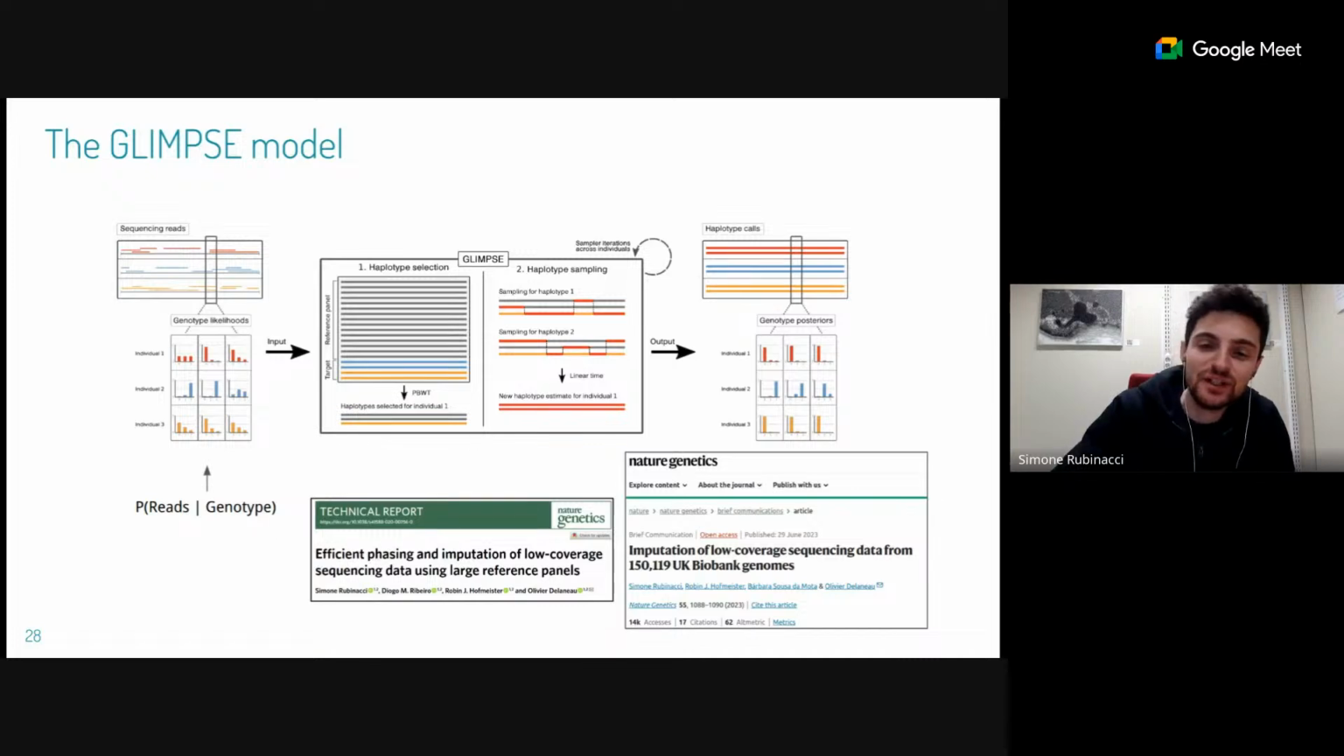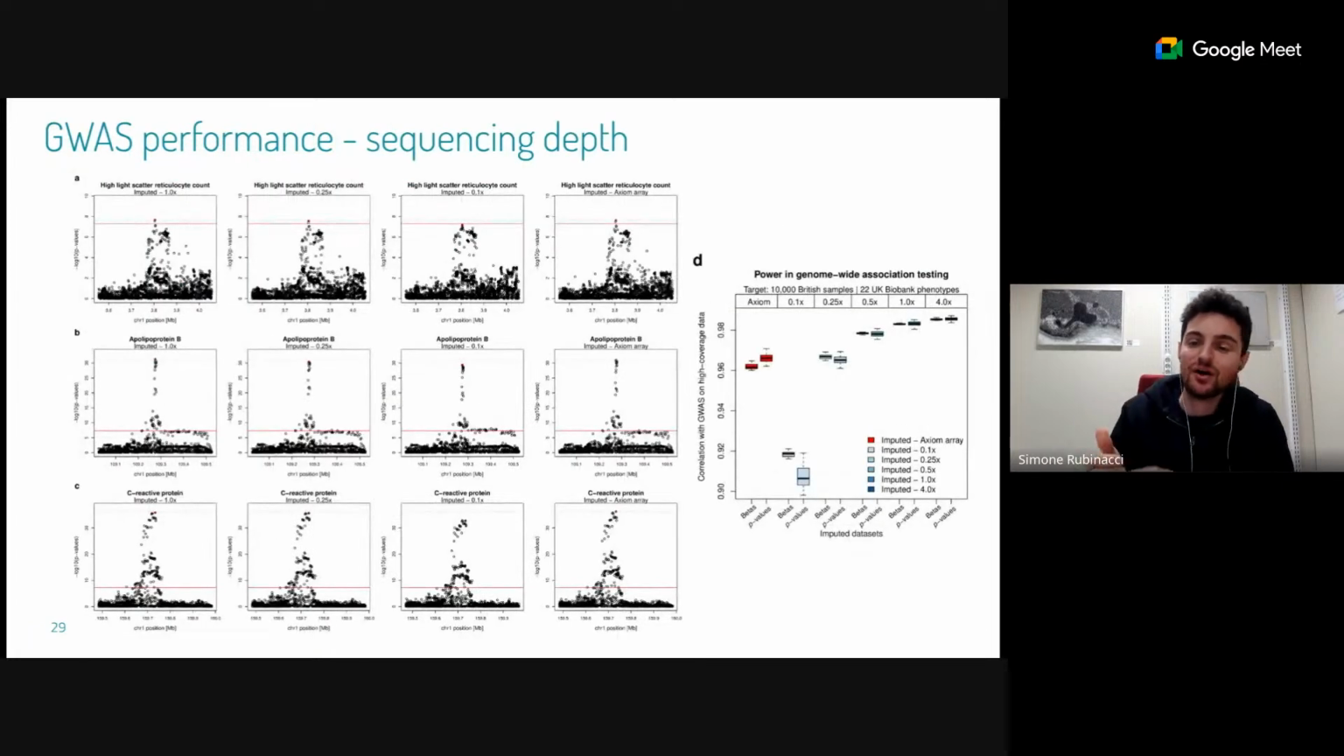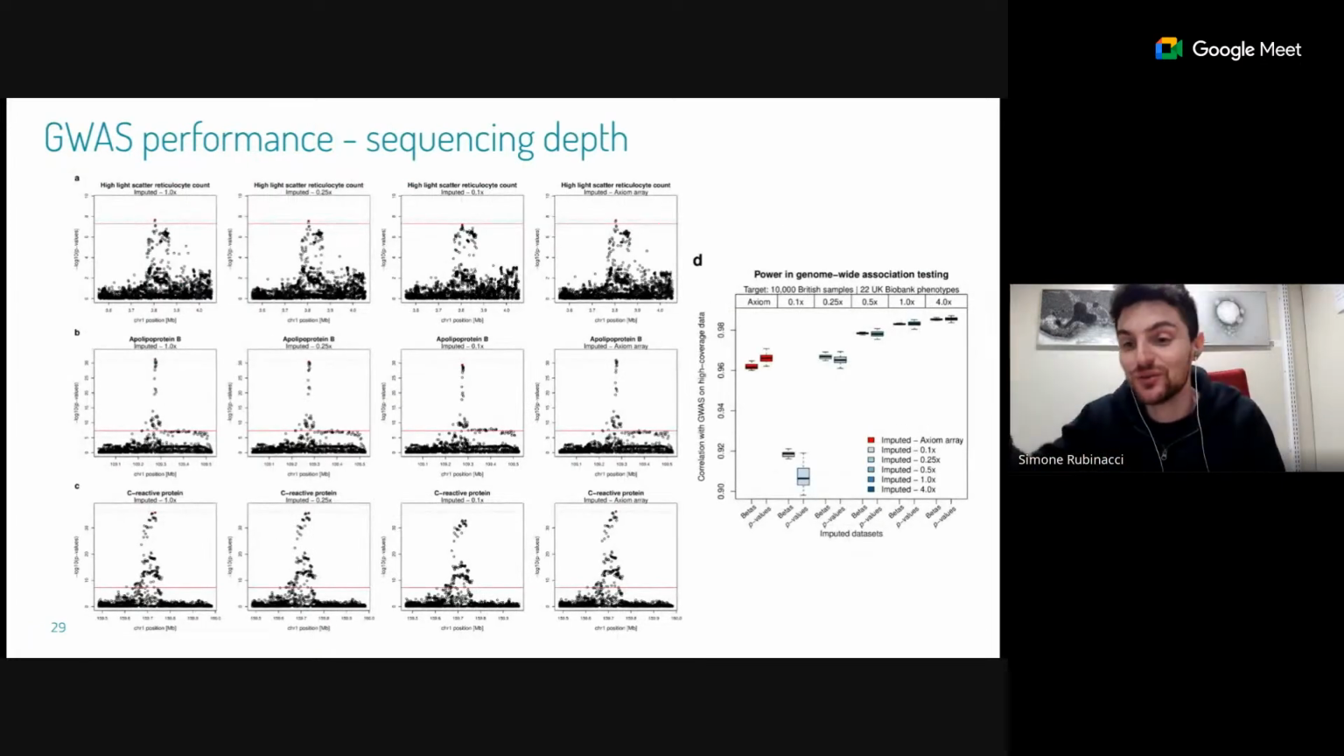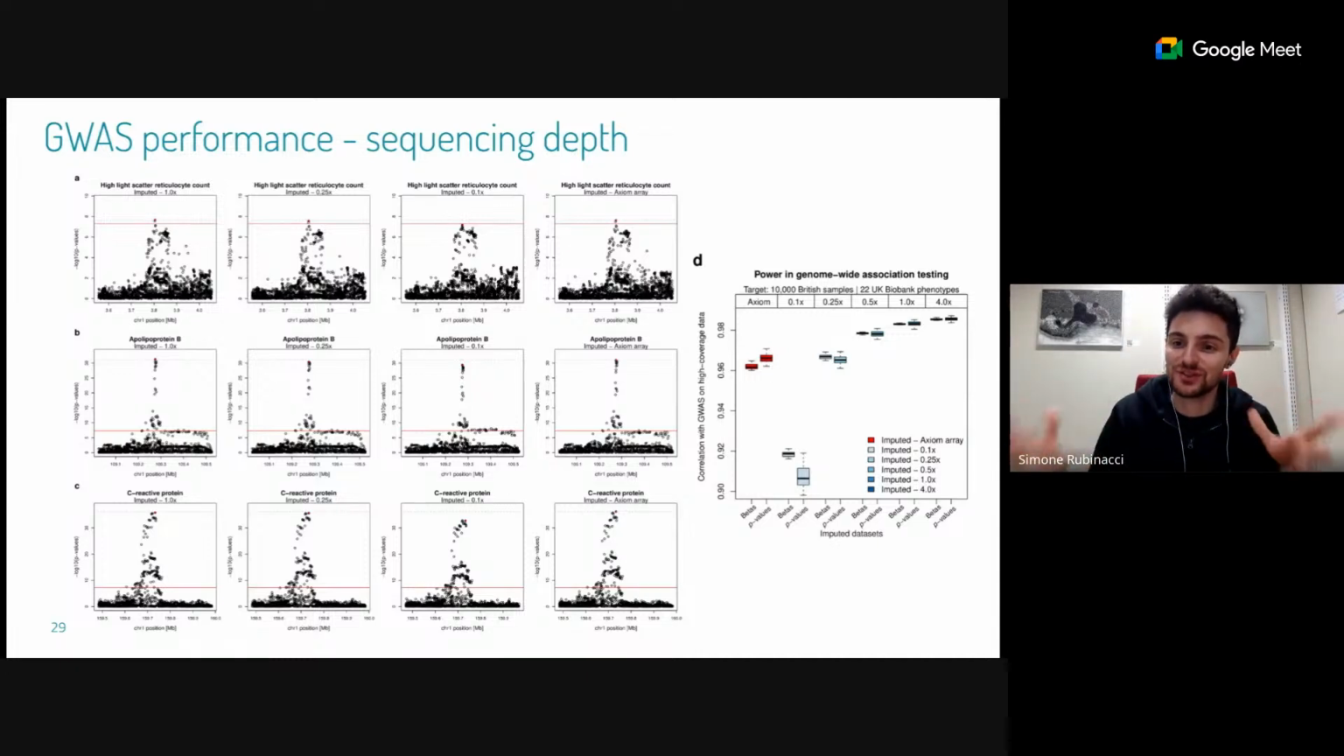So we have been carefully looking at the impact of low coverage whole genome sequencing on downstream association analysis and its power for association testing. And here we show that it is more powerful than SNP arrays for coverage of around 0.5x or above in every case. And even at coverage such as 0.1x, we have very good power anyway. We get a power that is more than 90% of what we would obtain with high coverage whole genome sequencing.